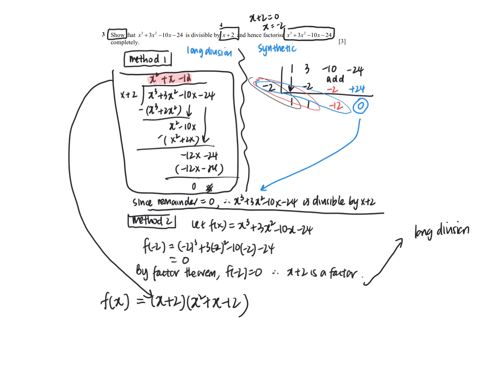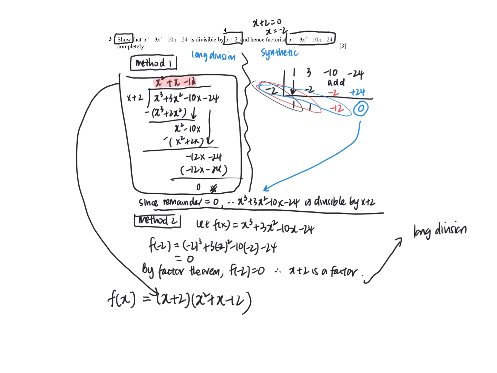Okay, so getting this, once you are done, they say hence factorize this whole thing completely. So you need to check if you can factorize this further. If you check carefully, you can factorize it further into these 3 things. So done. When they say factorize completely, you go ahead and factorize this thing further. If cannot, then the answer is just at this step.